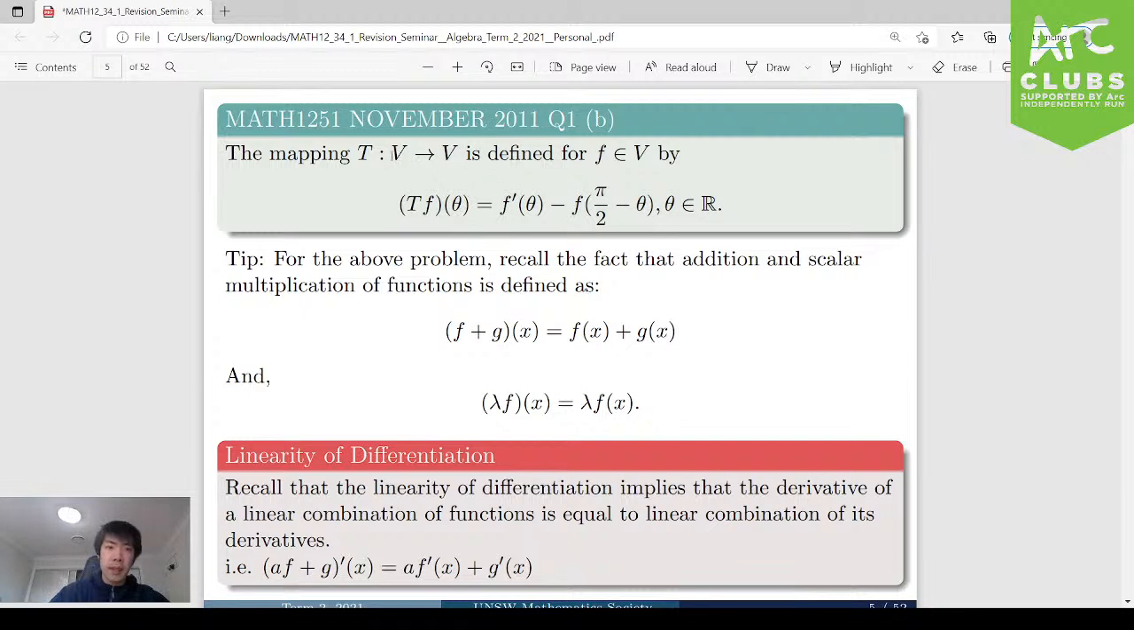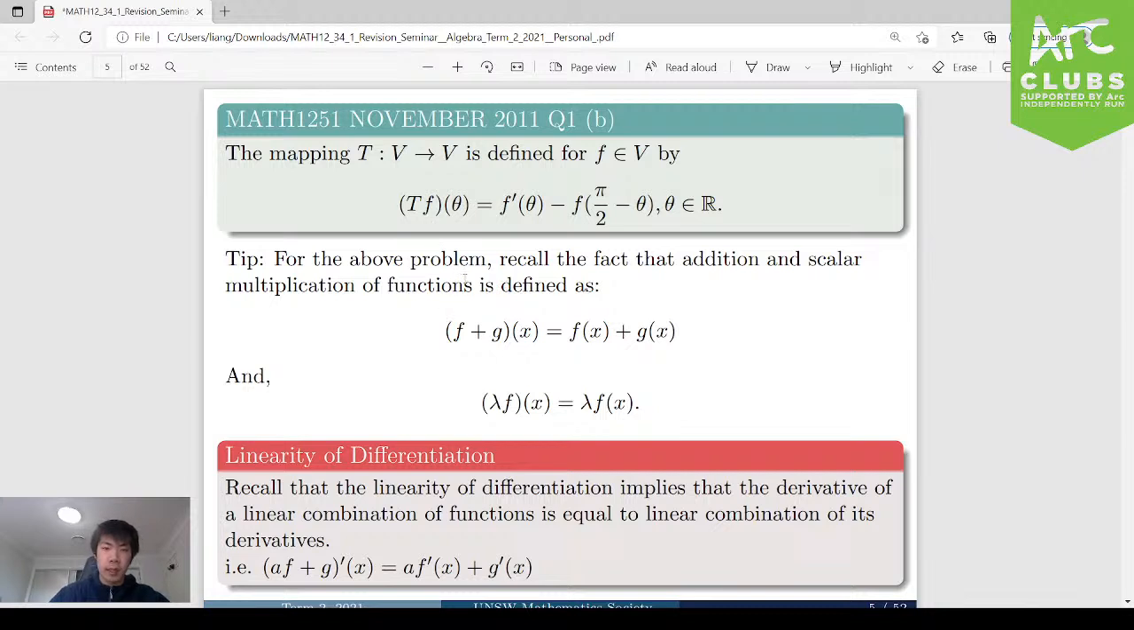The mapping T from V to V is defined for some function f in the domain V, and then you have T of f at theta equals f dash theta minus f of pi on 2 minus theta, where theta is some real number. Okay. So again, from the above problem, we can do this.